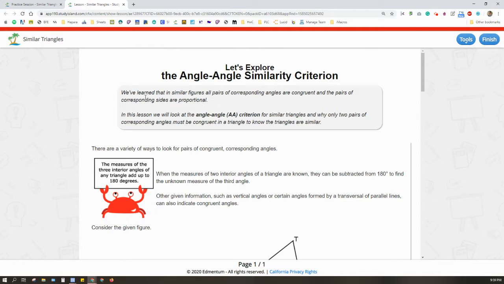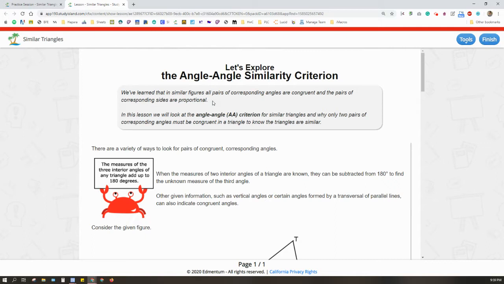So if you have two pairs of angles in two triangles that match up, then you have two triangles that are mathematically similar. You know, and this is the first sentence it says here, that similar figures have all pairs of their corresponding angles congruent and the pairs of corresponding sides are proportional. Well, this says that all the pairs of corresponding angles are congruent, but you only need two of them. Triangles have three angles. Why don't you need all three angles? It's very, very simple, because all the angles in any triangle add up to 180 degrees.